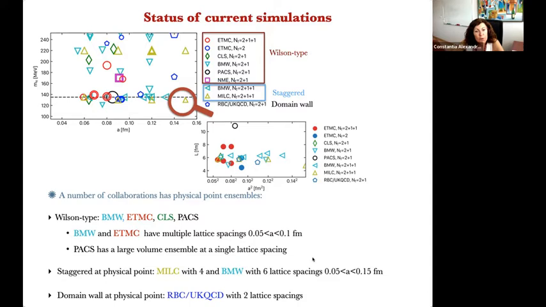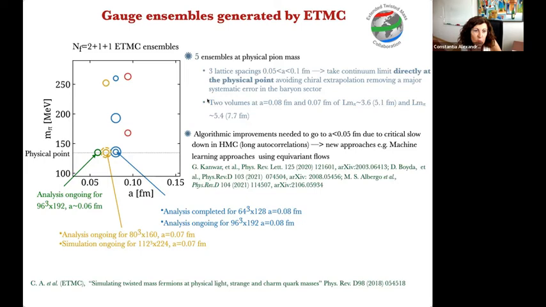Okay, so the ensembles that I will be using, as I said, are generated by the extended twisted mass collaboration. If I just focus on the physical point, which is of interest, you can see explicitly here the parameters of the lattices. We have 2 volumes at the lattice spacing of 0.08 Fermi.